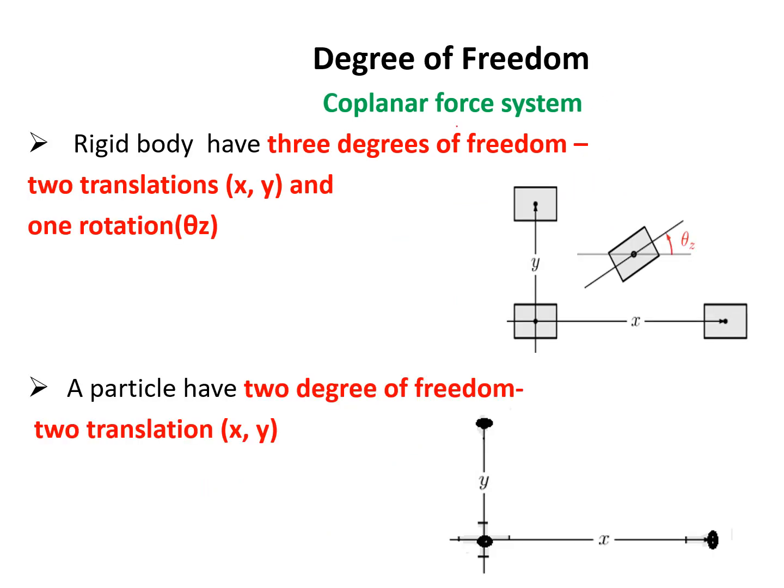And now we see the coplanar force system. When we talk about the coplanar force system, first we talk about the rigid body. In the rigid body, we have 3 degrees of freedom, 2 translations along x and y, and 1 rotation about the z-axis. You see this diagram. Coplanar means all the forces are in a plane, and this is the body.